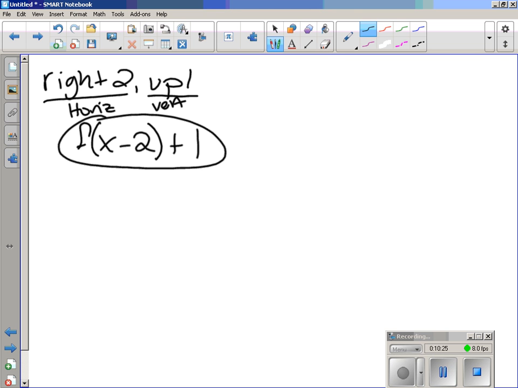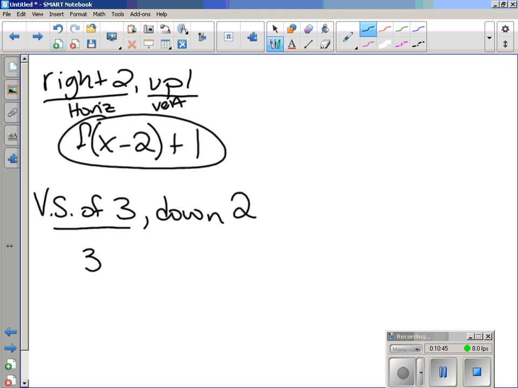Okay, let's do another one. Let's say I want to write a function in function notation that we do a vertical stretch of 3 and down 2. So vertical stretch of 3, that's a vertical transformation, and when we do stretch or compression, that goes out in front. Down 2 is also vertical, so that also goes outside and it tells the truth. So it's not plus 2, but minus 2. So that would be that one.